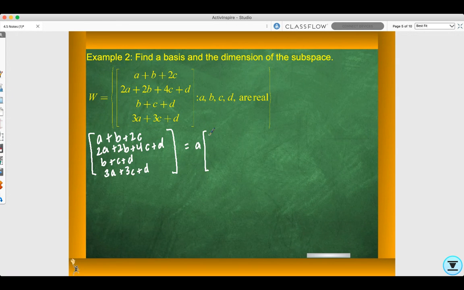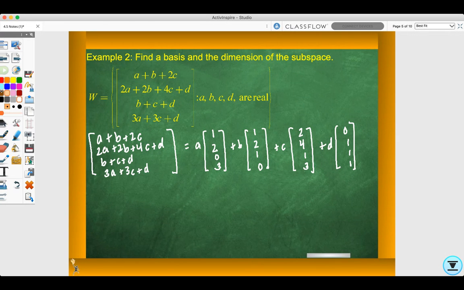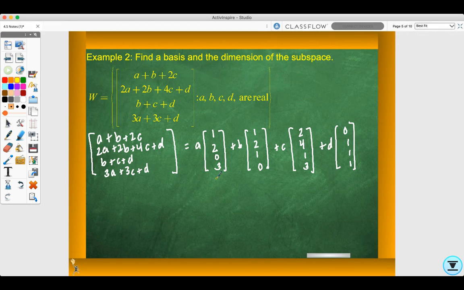So a would be 1, 2, 0, 3, plus b times 1, 2, 1, 0, plus c times 2, 4, 1, 3, plus d times 0, 1, 1, and 1. We're going to call these vectors v1, v2, v3, and v4.